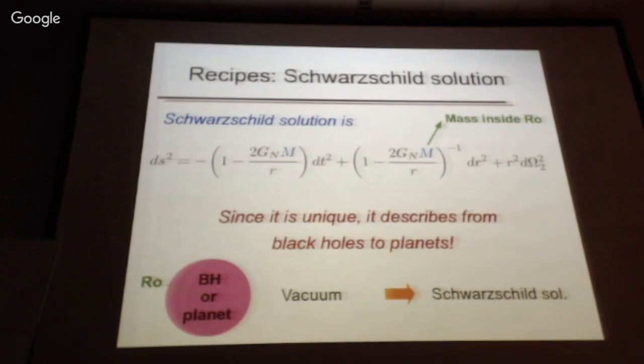So since the solution is unique, it can describe everything from black holes to planets, to whatever thing that is spherically symmetric. Why? Because if you have a black hole or a planet of a given radius, you know that outside it is vacuum, and the vacuum solution of Einstein equations is unique. It's the Schwarzschild solution. Therefore, the Schwarzschild solution is extremely important because it can describe most of the things we see in nature, if we assume they are spherically symmetric.